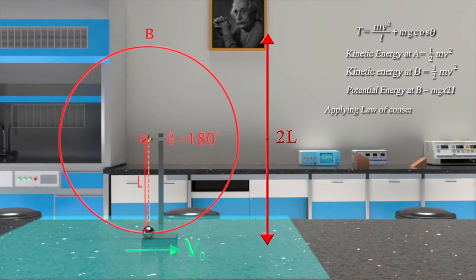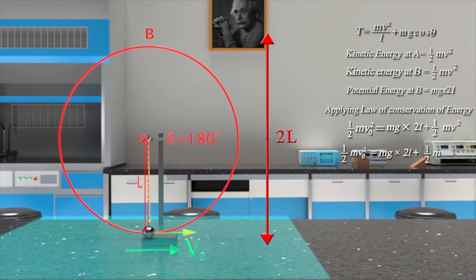Applying the law of conservation of mechanical energy at the lowest and highest points, that is, kinetic energy of bob at the lowest point, half m v naught square, is equal to sum of its potential energy, mg 2L, and kinetic energy, half m v square at the highest point.